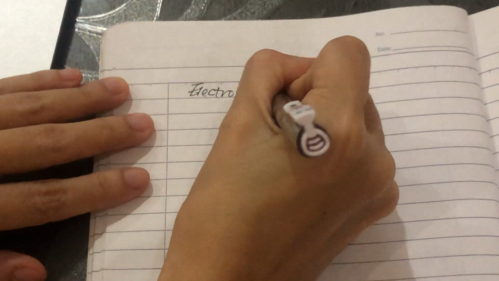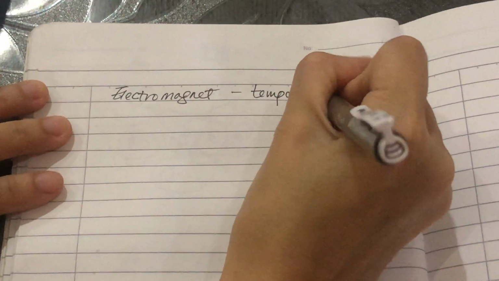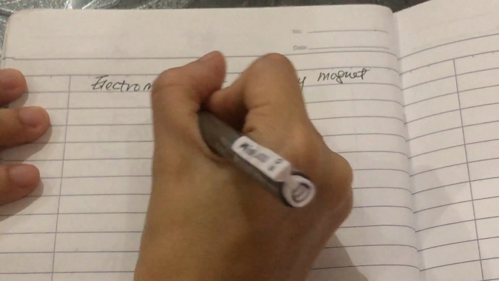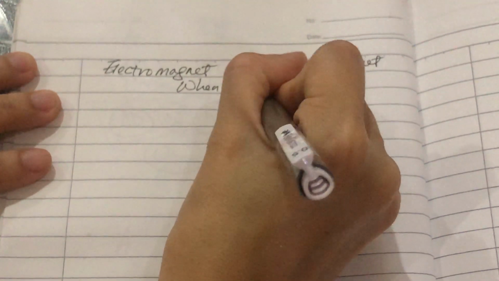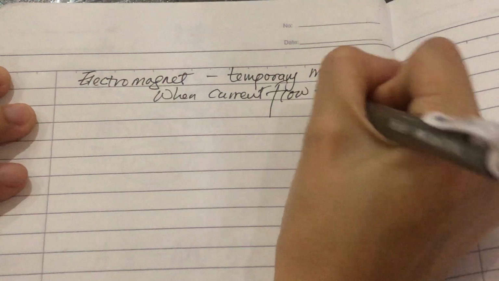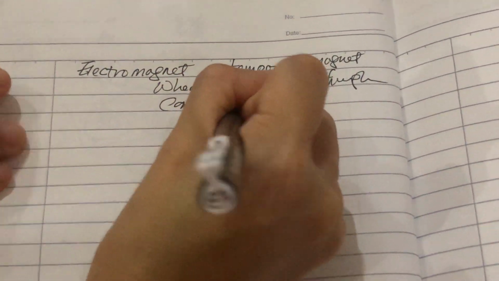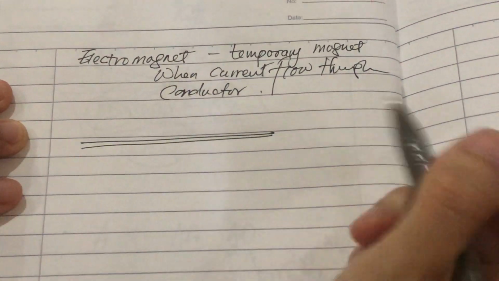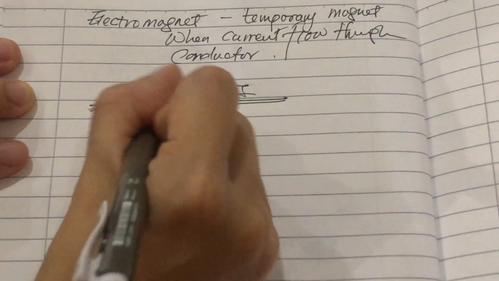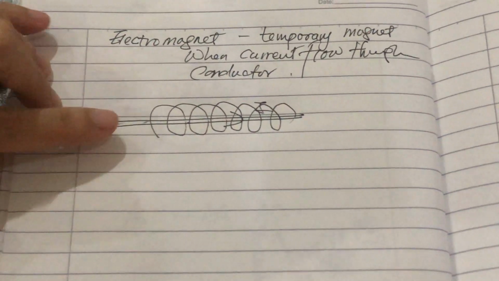So we are going to the first part, what we call electromagnet. Electromagnet is a temporary magnet when current flows through a conductor. Let's say this is a copper wire, and when there is current flowing through, you will have this temporary magnet.